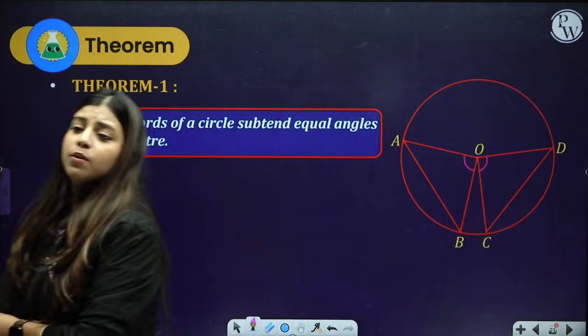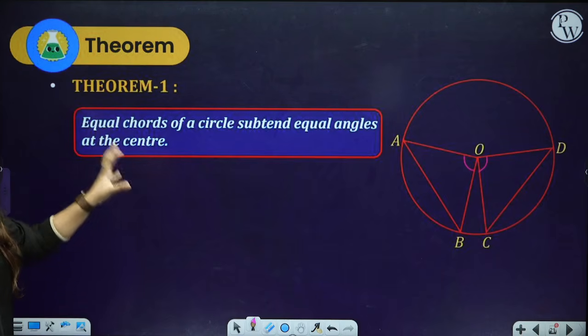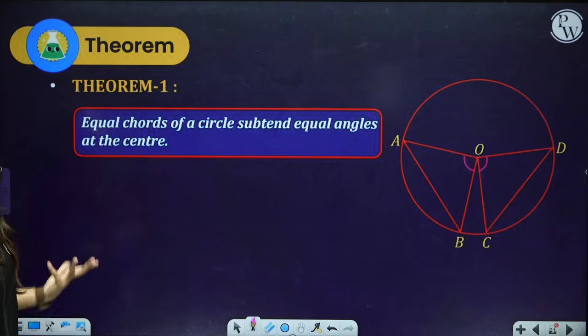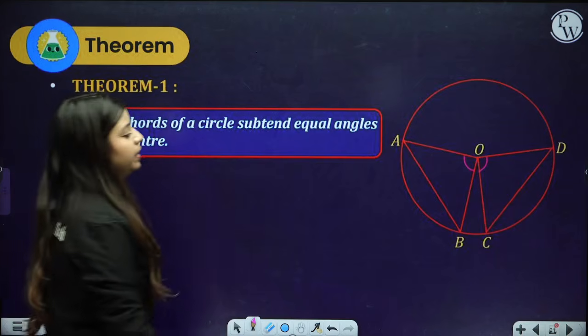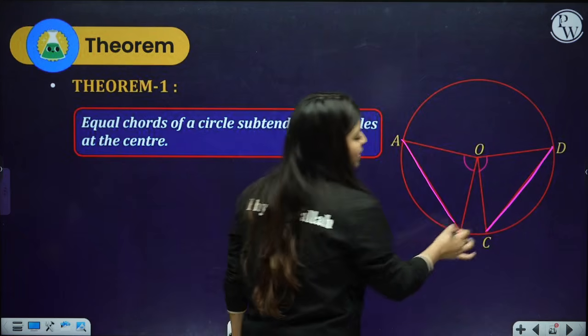Theorem number 1 says that equal chords of a circle subtend equal angles at the center. Now what does that mean? If we have a chord AB and we have another chord CD.